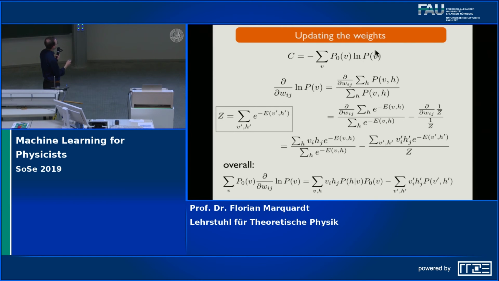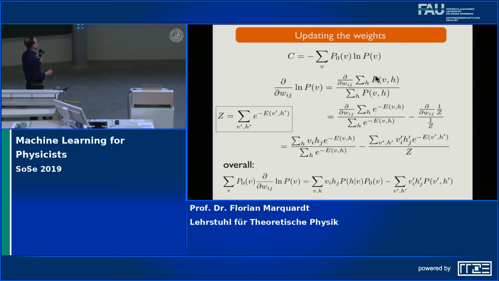These only enter this second term, the logarithm of P of V, so I only concentrate there. Then, since I take the logarithmic derivative, I get 1 over the argument of the logarithm, and here it's the derivative in the numerator. And then I already expressed P of V in terms of the sum over h of P of V comma h. Yeah, so this is how P of V is defined. Okay, now I have to do this derivative.